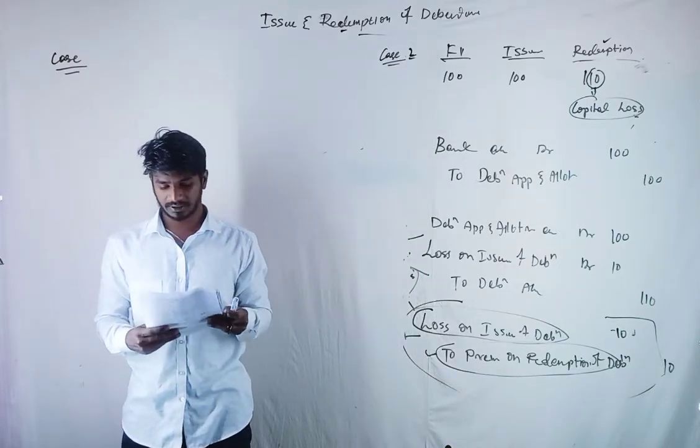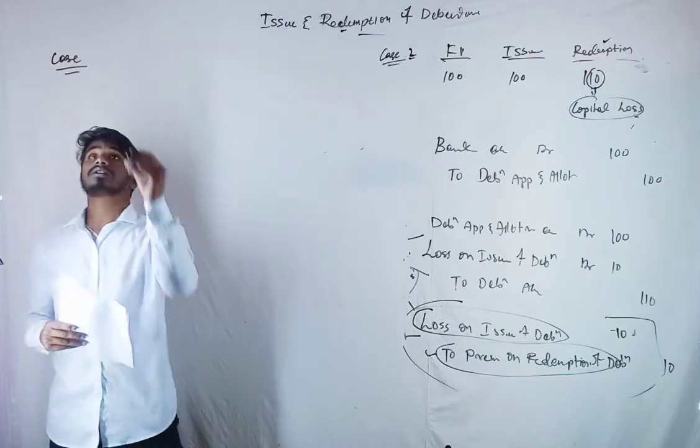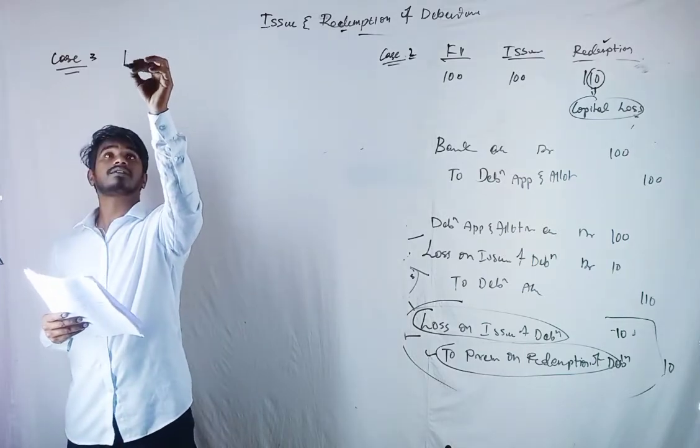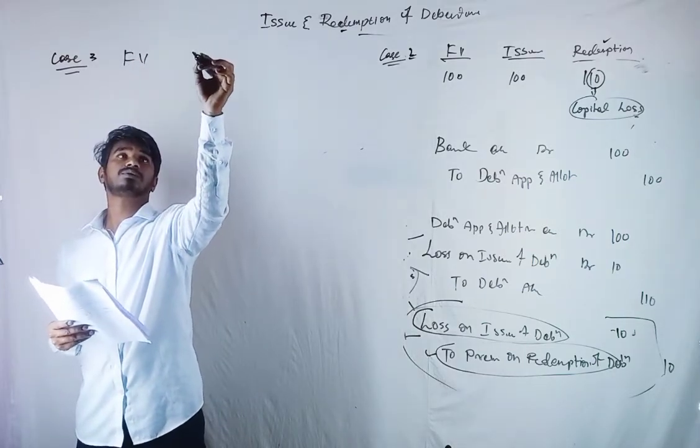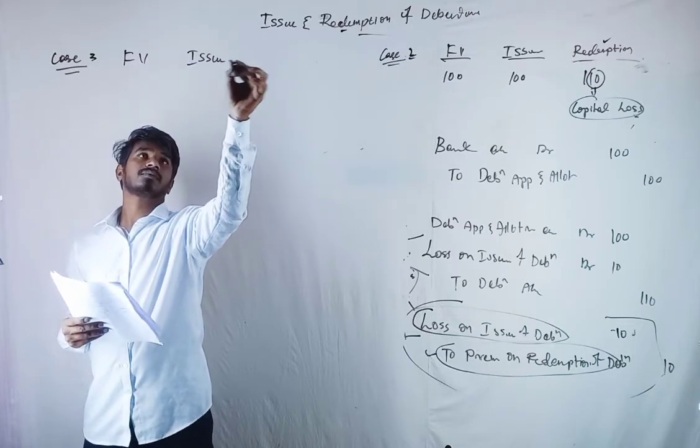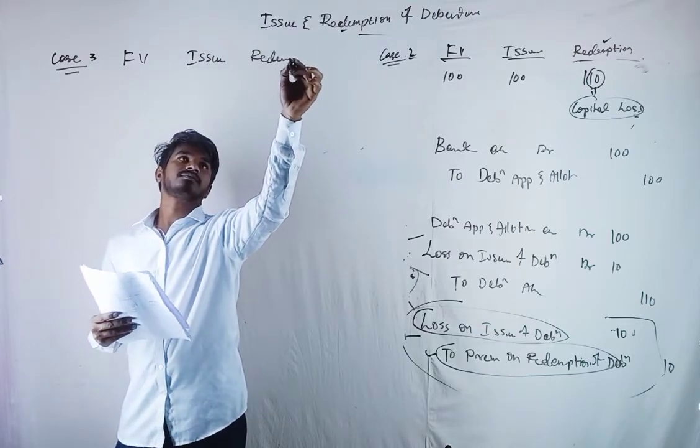We have the third case, right? Case number 3: face value, issue price, redemption.